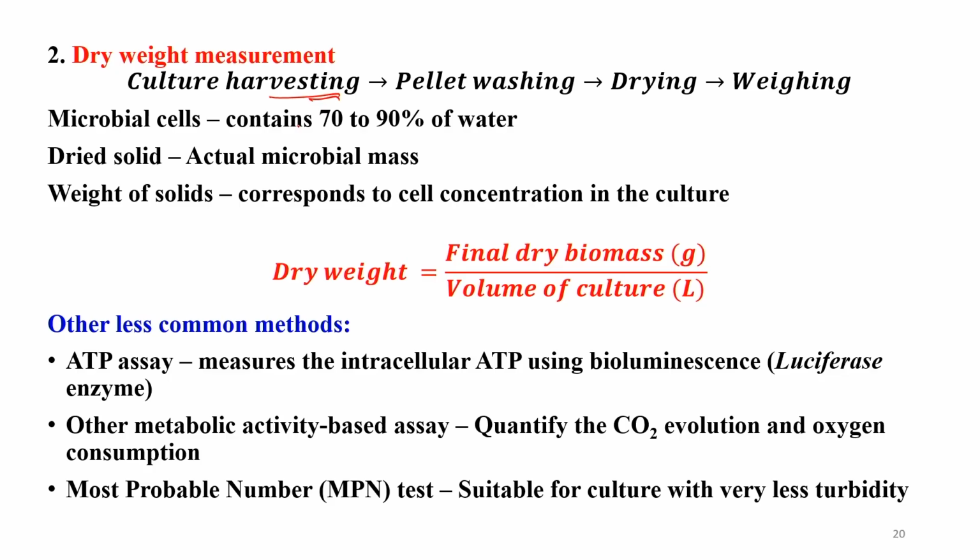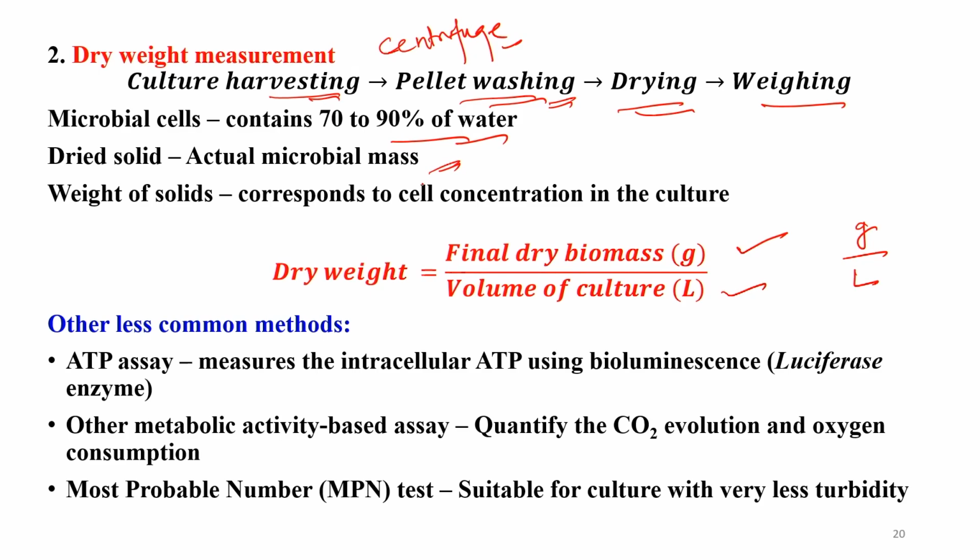Next is the dry weight method. In that case, one has to harvest the cells, then you have to centrifuge it to separate the cells, and after centrifugation one needs to wash these pellets, further dry them, and weigh. Once you are weighing, you know the dry mass and the volume of the culture. So, you can state the cell concentration in gram per liter or gram per ml. Typically, these cells contain 70 to 90% water. So, this dried solid gives the actual solid biomass.